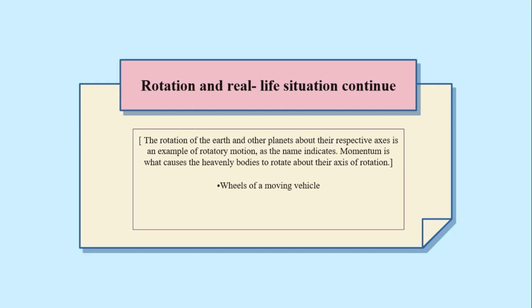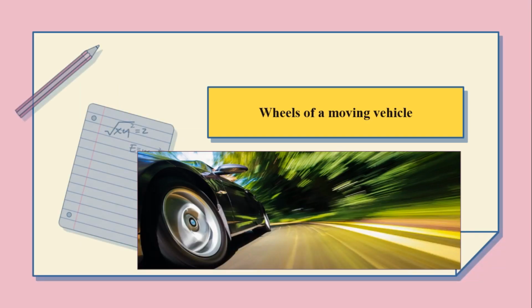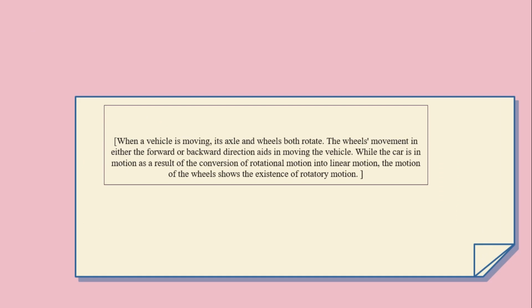Wheels of a moving vehicle. When a vehicle is moving, its axles and wheels both rotate. The wheel's movement in either the forward or backward direction aids in moving the vehicle, while the car is in motion as a result of the conversion of rotational motion into linear motion. The motion of the wheel shows the existence of rotatory motion.